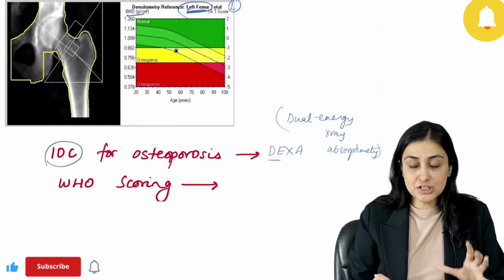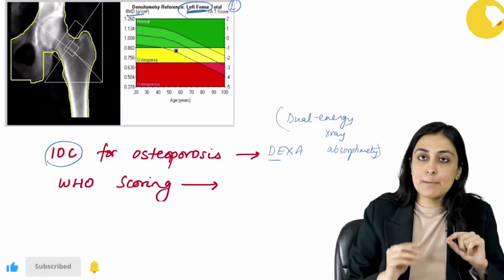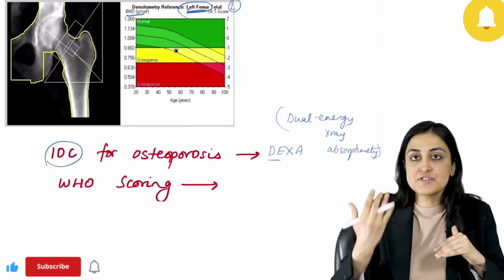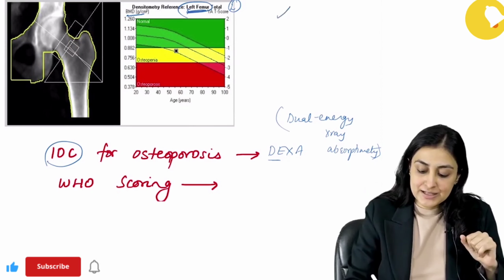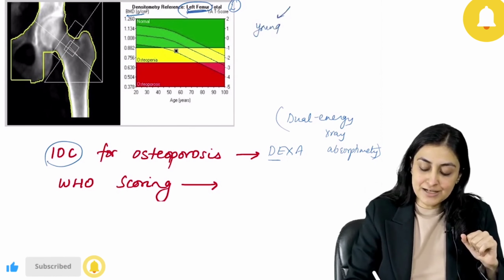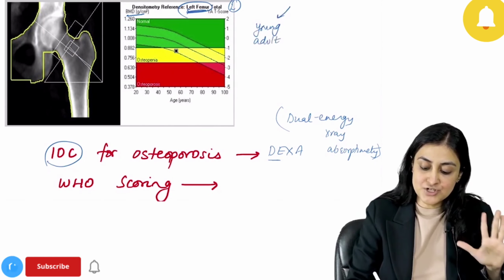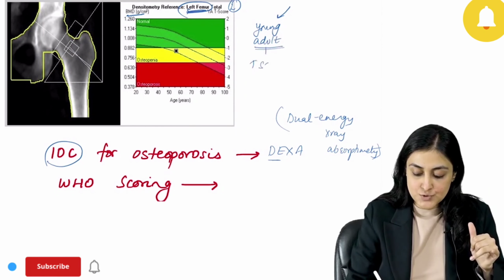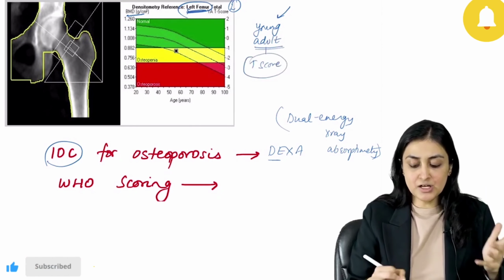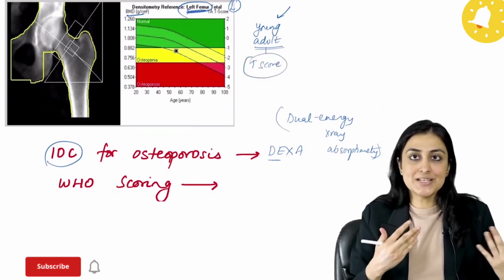So here when we measure the density, it's not given as a value, but we compare it in terms of standard deviation with two kinds of population. So first we can compare it with young adults. If we compare the bone mineral density of our patient with a young adult, that reference is called a T-score. Remember, young adults wear T-shirts, so T-score.